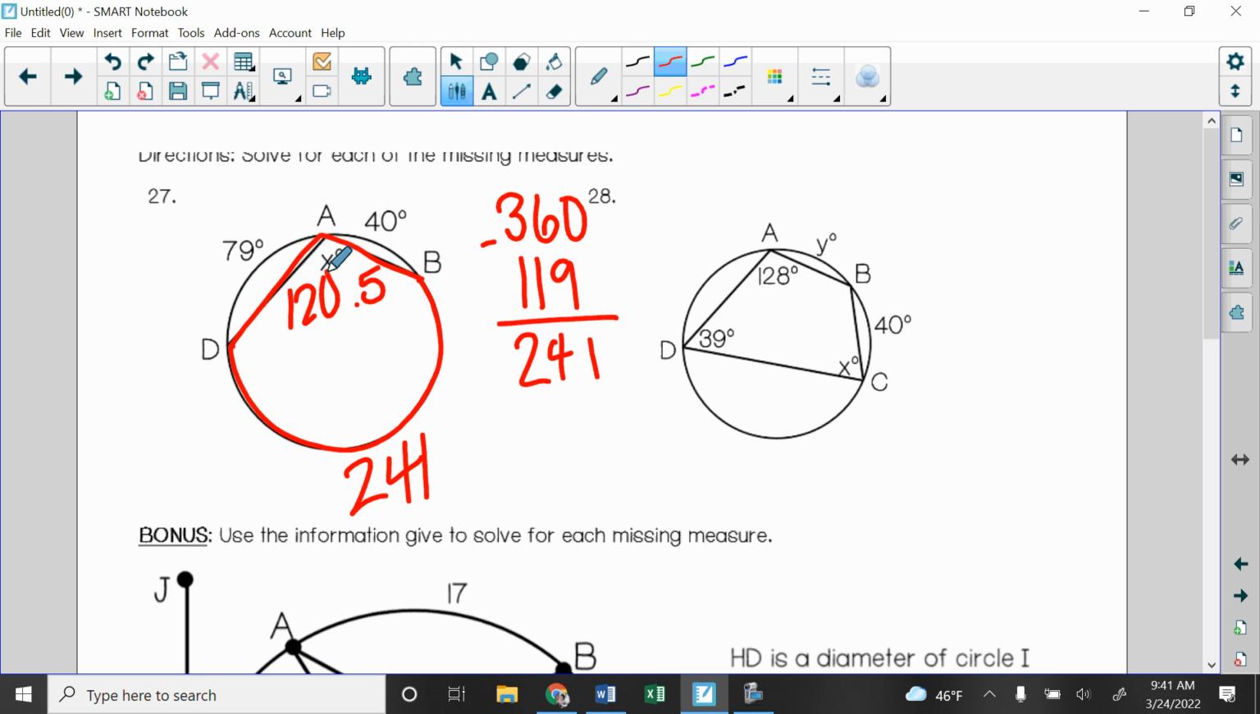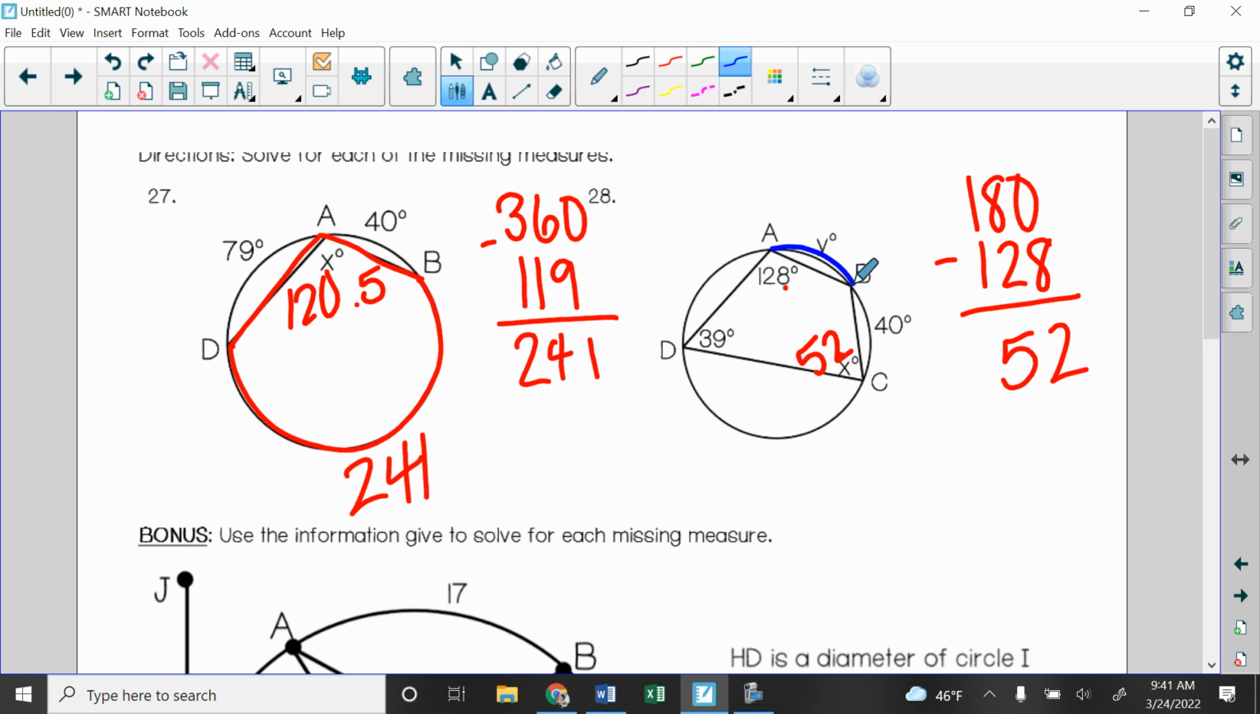For the next one, to find x, you have to use the cyclic quadrilateral information. So how do you find angle C? Yeah, opposite angles have to add up to be 180. So we're taking 180 and subtracting 128, and you get 52. Then for this arc right here, AB, if you try to highlight it, there's no angle attached to it. However, there is an angle attached to AC. So how many degrees would AC be?